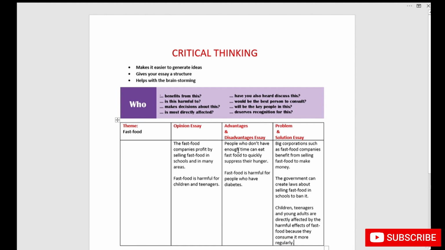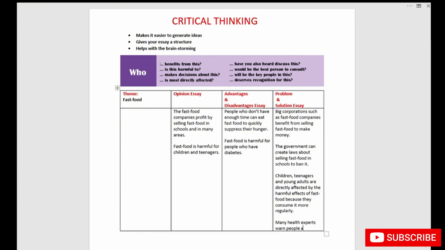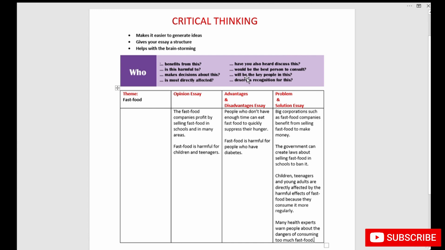And for the next question, let me remind you that not every question may fit in one of your essays, but the idea here is to show you how you can generate ideas. So who have you also heard discuss this? And I think again it will fit best for the problem and solution essay. So you can say, many health experts warn people about the dangers of consuming too much fast food. It also answers the question who will be the key people in this, and also who deserves recognition for this.